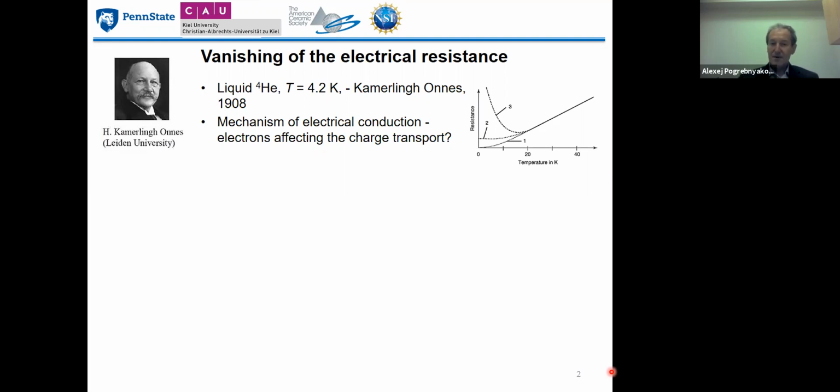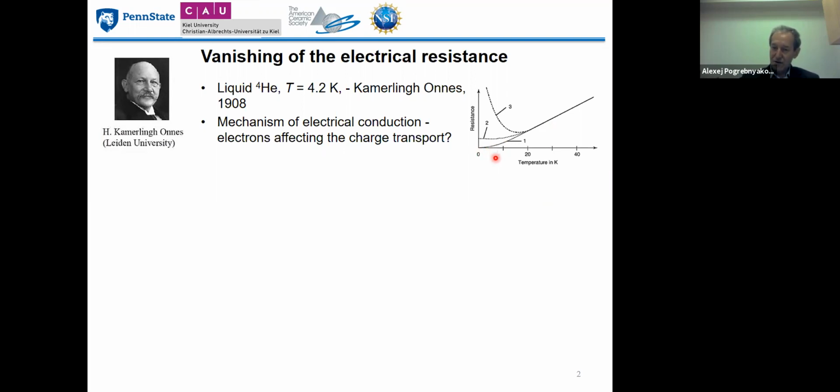At that time, the mechanism of electrical conduction was poorly developed. So there were several ideas, as shown on the plot on the right. For example, James Dewar suggested that the lower the temperature, the lower the resistivity would be, and eventually the resistivity will tend to go to zero, as shown here by the curve numbered 1.